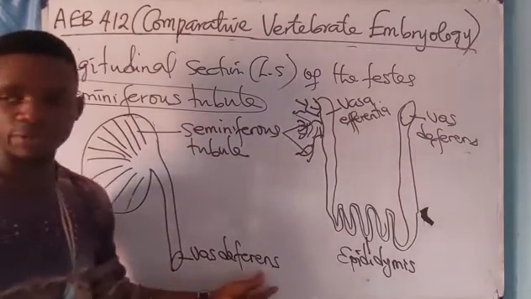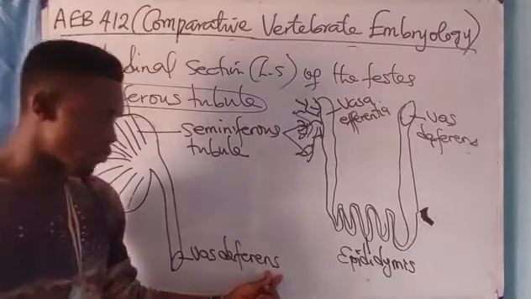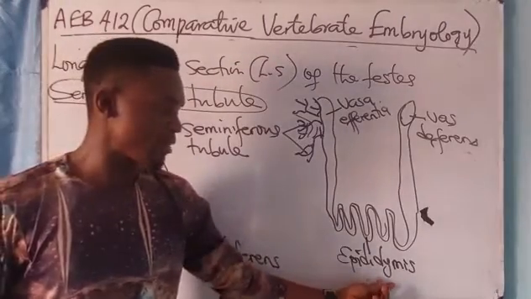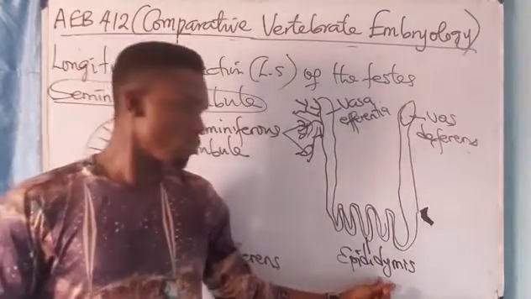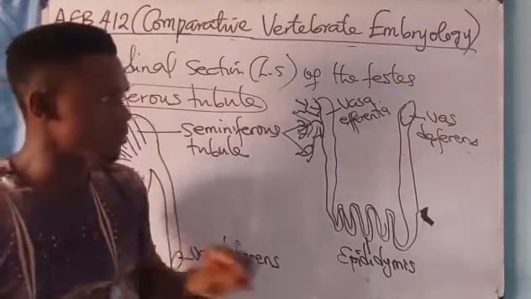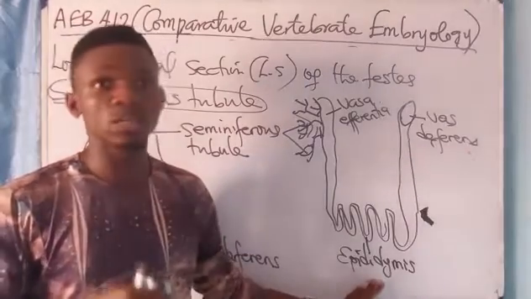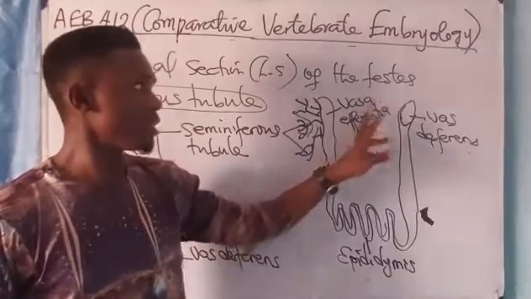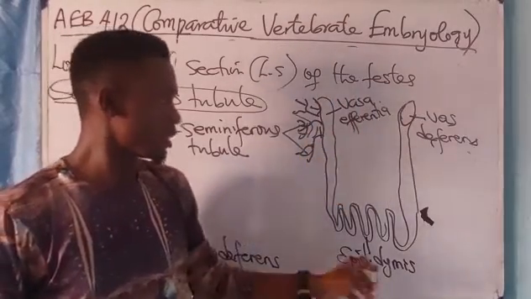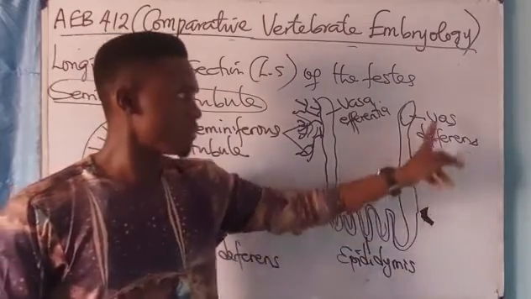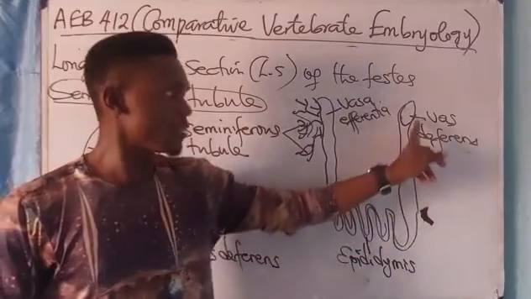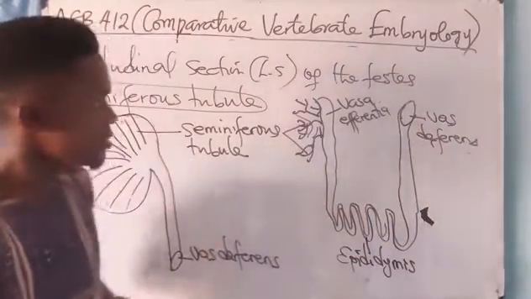Now, this is the seminiferous tubule, and this is the vas deferens, also called the sperm duct. The epididymis is the region where the sperm is stored until it gets to maturity. While the vasa efferentia is the part that runs from the epididymis to the vas deferens. So please take note of that.